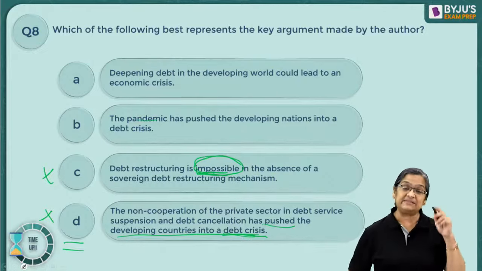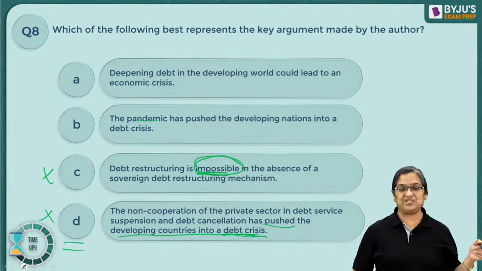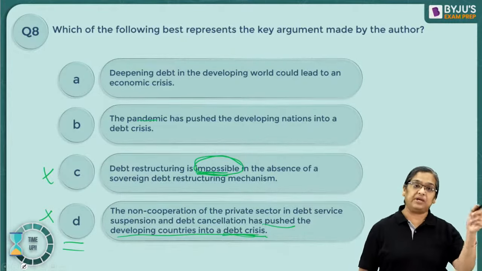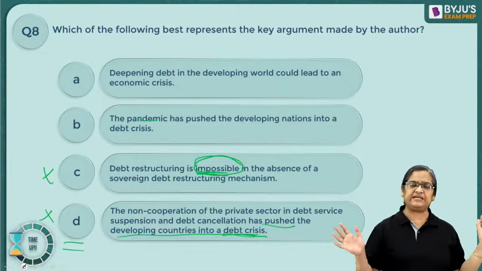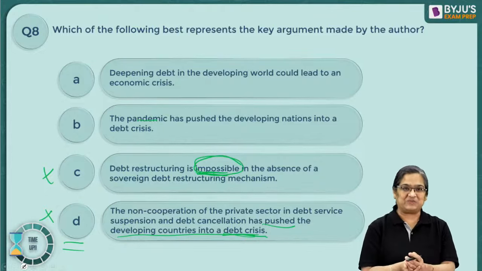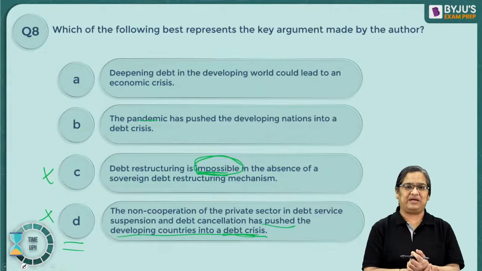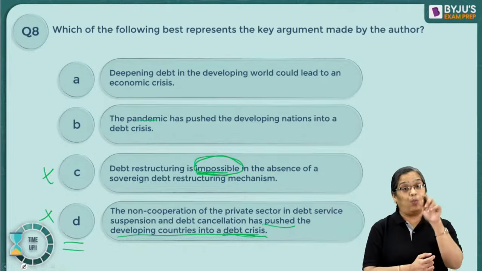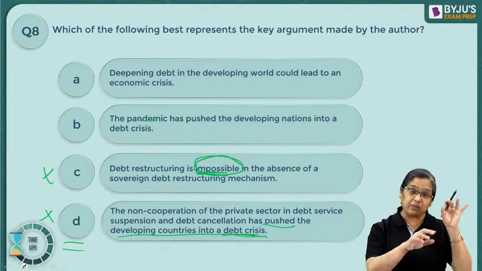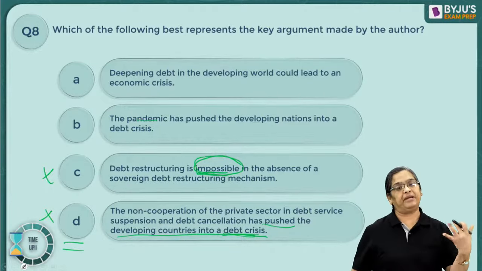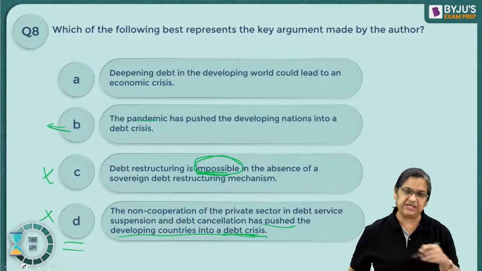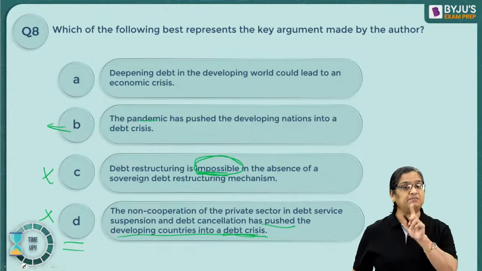The pandemic is what made the situation bad. The debt had already occurred before the pandemic. They had already borrowed the money before the pandemic. Left, right and center, they borrowed the money because the economies were doing well. The demand for their products was there. So they thought, oh, we can repay it. That was the start. What pushed them into a crisis was the pandemic and the commodity price crash. The pandemic was one of the reasons which made their economies crash. Therefore, this is partially correct, but this is not the author's main point.